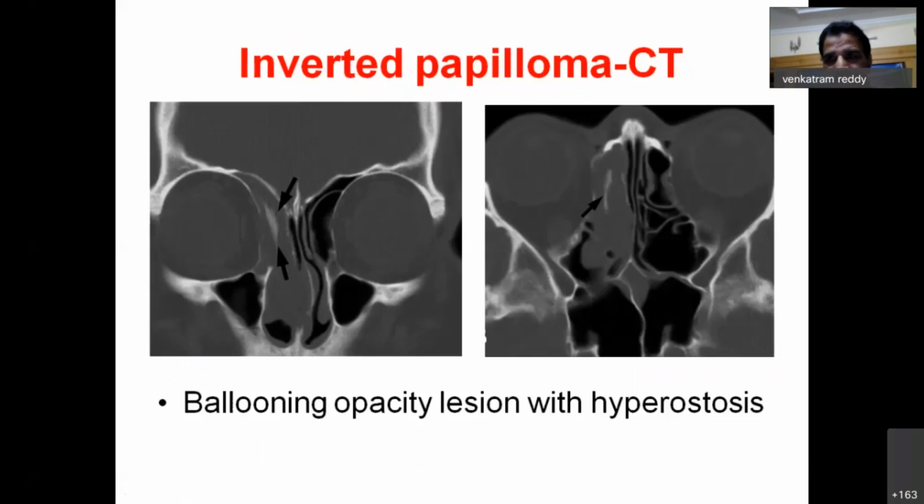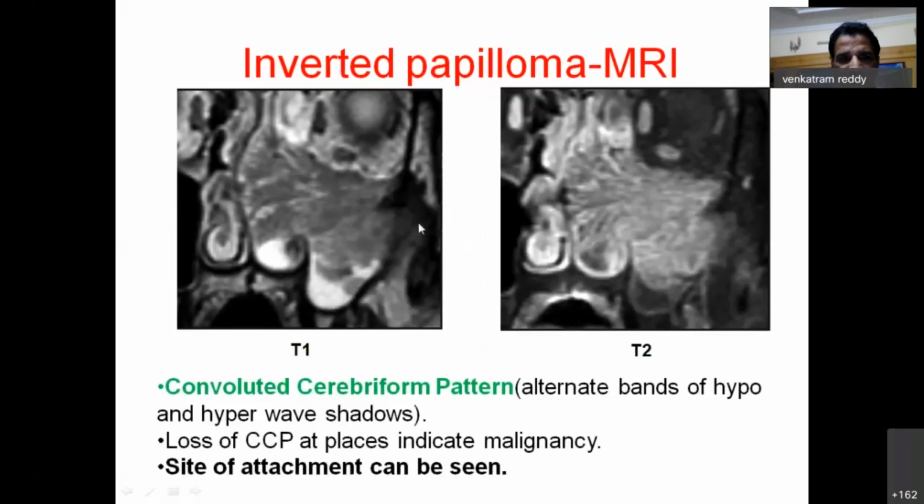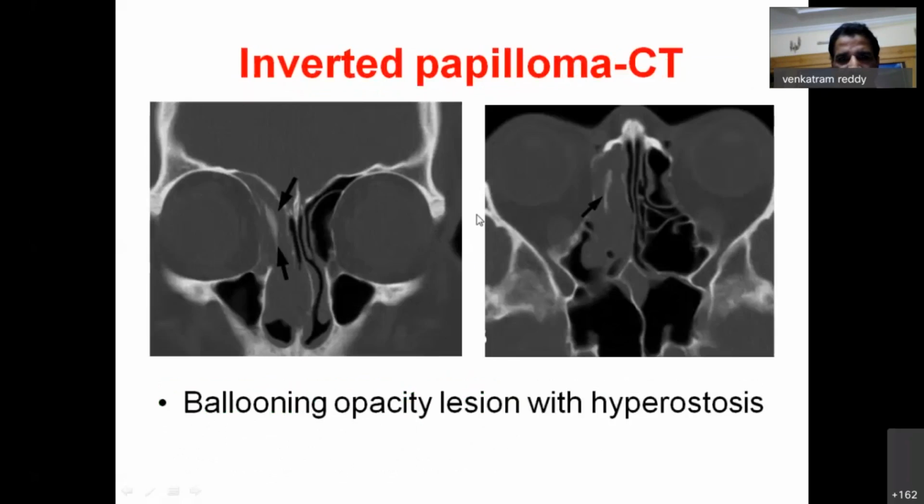Inverted papilloma. The classical appearance of inverted papilloma, these are the plain films. These are not contrast films. These are plain CT scans, you can see the CT scan bone windows and all. The typical appearance of inverted papilloma on the CT scan is a ballooned out opacity lesion with hyperostosis. These hyperostotic areas will give a clear-cut diagnosis of inverted papilloma.